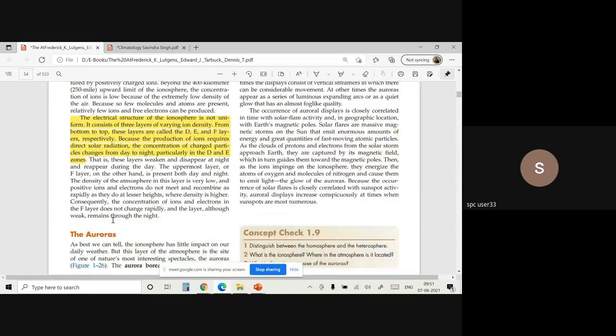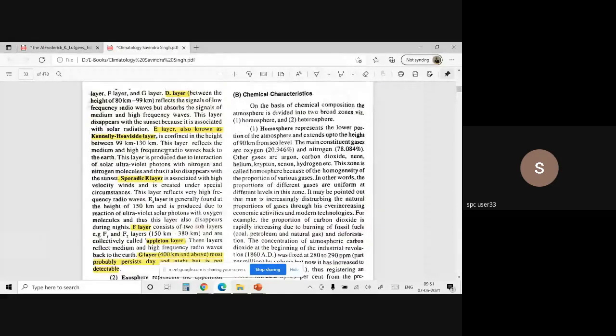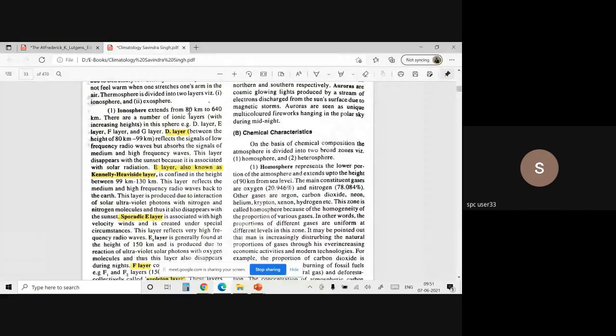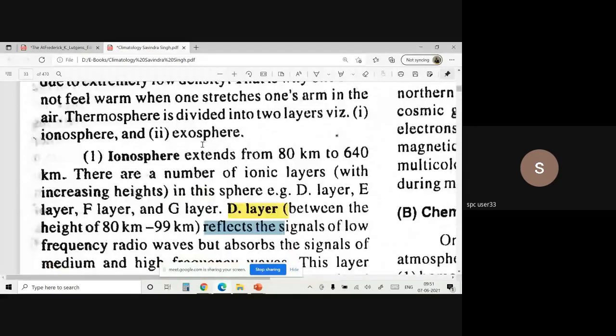I'll come back to showing you the auroras in the structure of the atmosphere, but before that, we need to take up one more thing here. You'll see that the ionosphere, as I said, the numbers may vary from book to book. The earlier book said 80 to 400. Here it says 80 to 640 kilometers. I'll just increase the size because it's only this part that we need to read through.